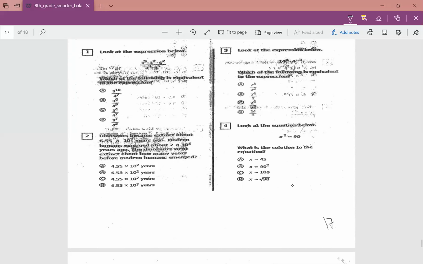Exponents. Which of the following is equivalent to the expression? So remember, first you want to combine anything up top. Same bases, when multiplying same bases, you add the exponents. So you've got 3 to the 7th times 4 squared over 3 cubed times 4 to the 5th. 3 to the 7th over 3 cubed becomes 3 to the 4th, and 4 squared over 4 to the 5th becomes 4 to the negative 3rd. And B is the correct answer, because how do you get rid of a negative exponent? You move it to the bottom. So 3 to the 4th over 4 to the 3rd.